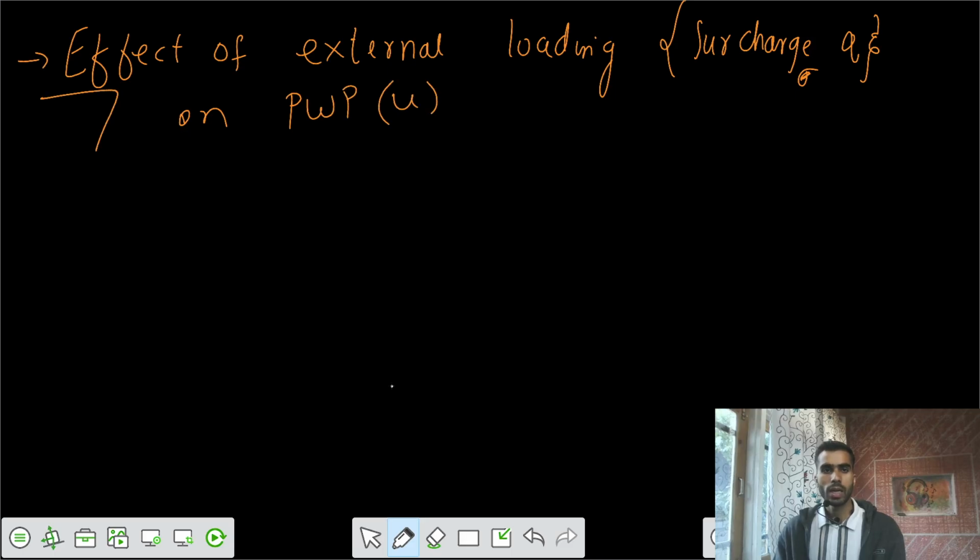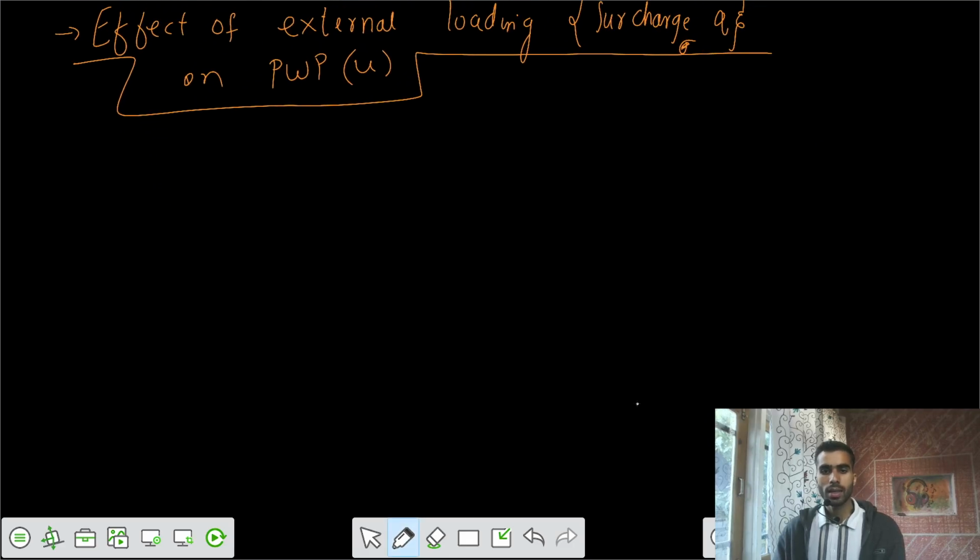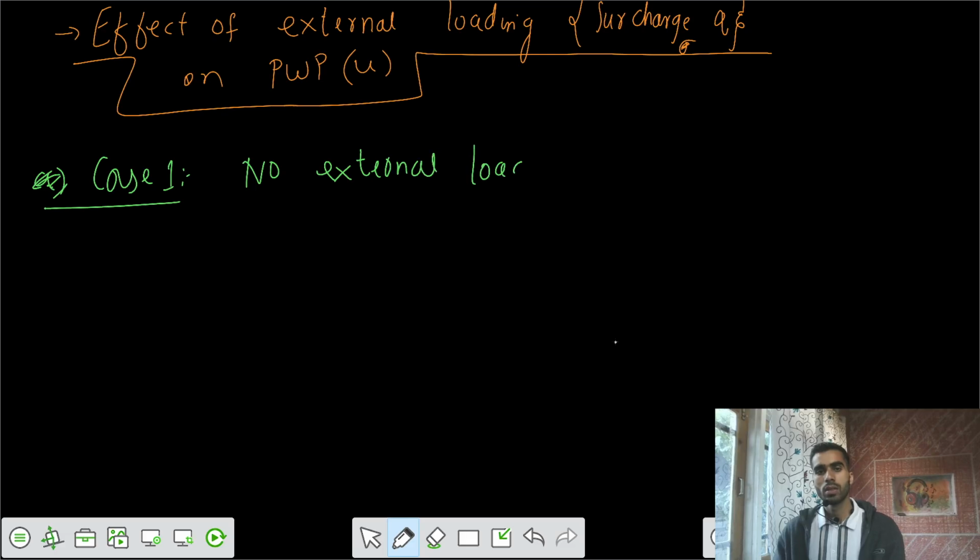What is the effect of that external loading because of the surcharge? This one is very, very important. So let's go for that. Let's take case number one. If there was no external load, that is the simple case. No external load is there, which we have already talked about.